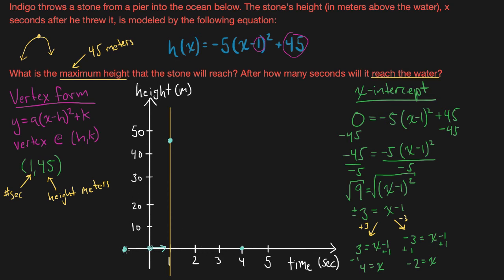And so this x-intercept of -2 is basically meaningless to us right now, because we're not modeling the time in the past. We're only modeling from when the stone was thrown. Okay, so long story short, we only care about this x-intercept here at x is equal to 4, and that's also the answer to this question here.